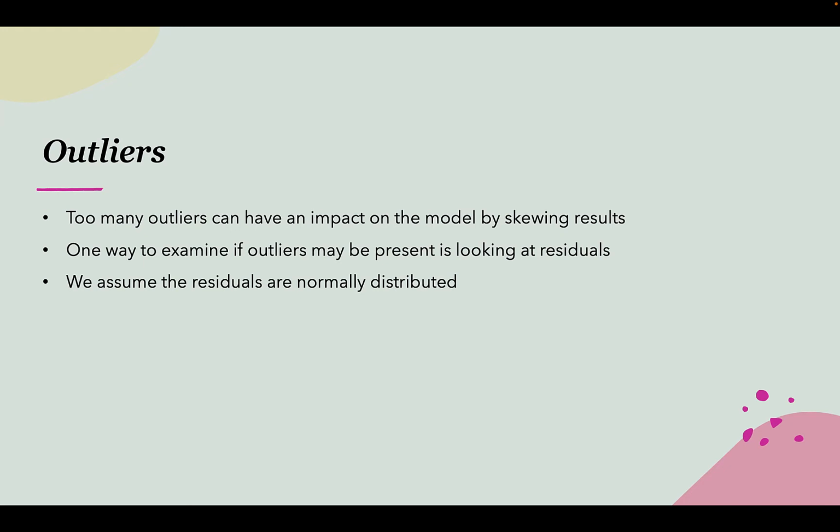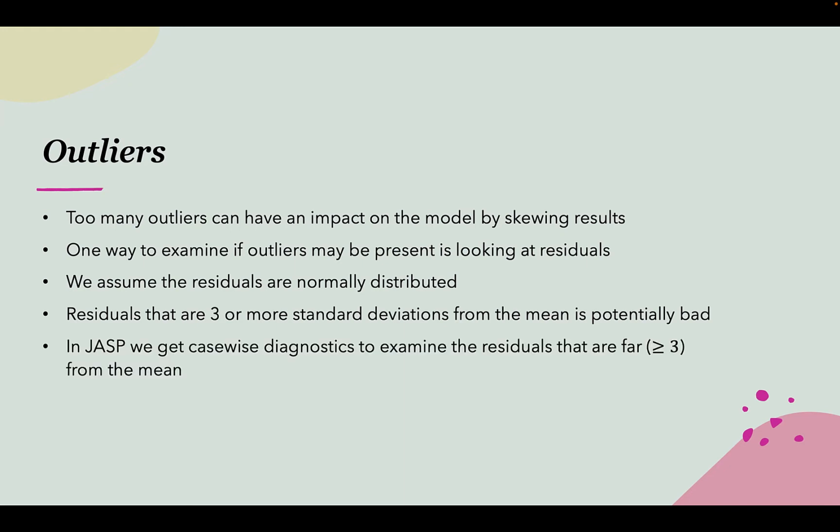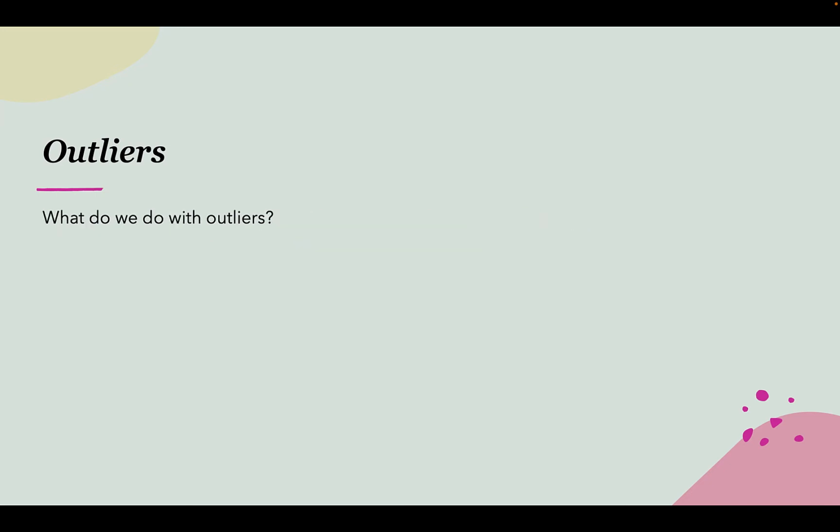We assume the residuals are normally distributed, which we'll get to a little bit more in a minute. Remember with a normal distribution, we kind of keep everything within 3 standard deviations. So residuals that are 3 or more standard deviations from the mean is potentially bad. In JASP, we're going to get case-wise diagnostics to examine the residuals that are far, meaning greater than or equal to 3 standard deviations from the mean.